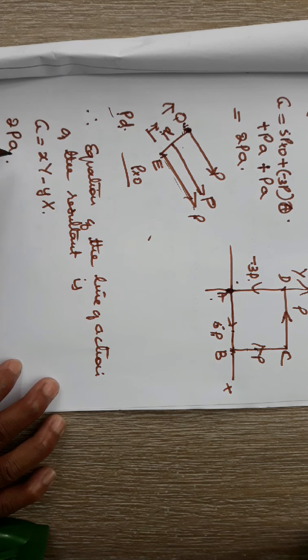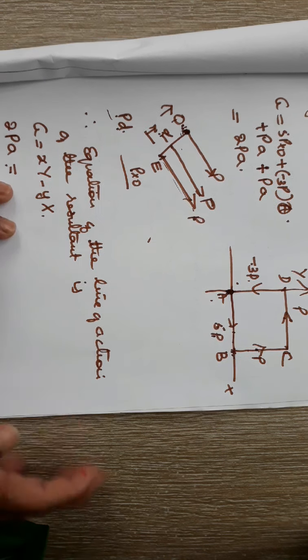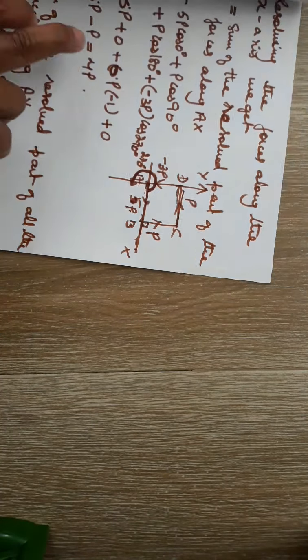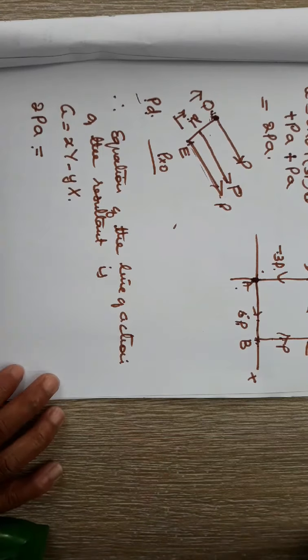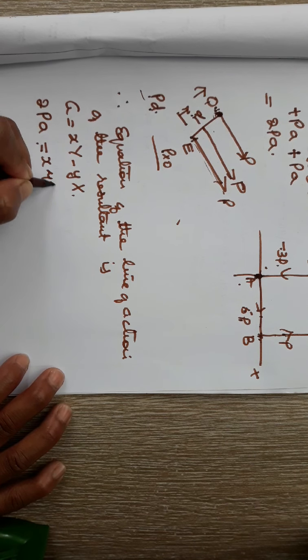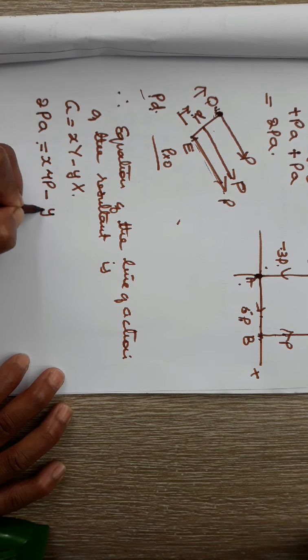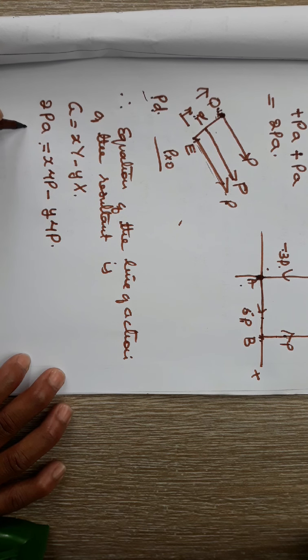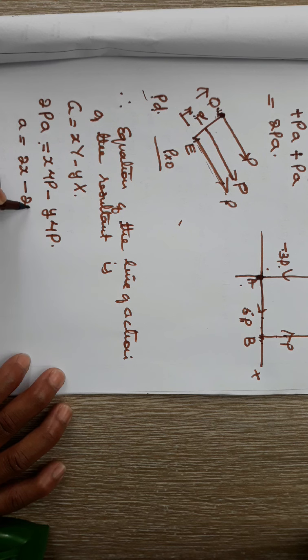And what about capital X? What is the value? You have obtained capital X equal to 4P, and capital Y again 4P. So you have x into 4P minus y into 4P. As you can see here, P is common. So dividing throughout by P, and 2 is also common, you have here A is equal to twice x minus twice y.